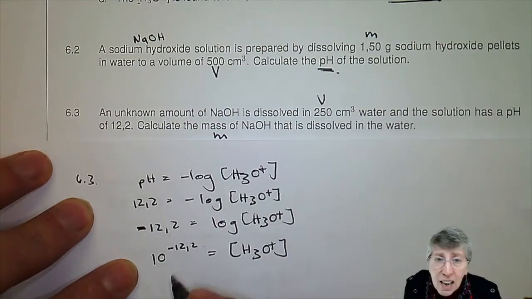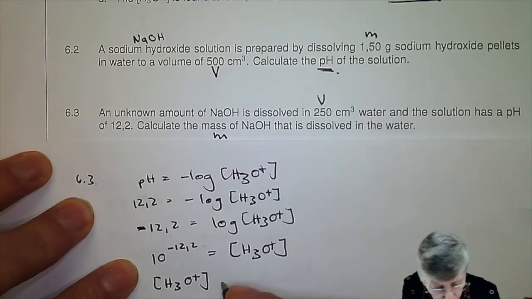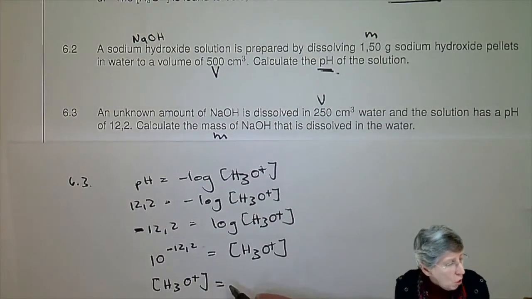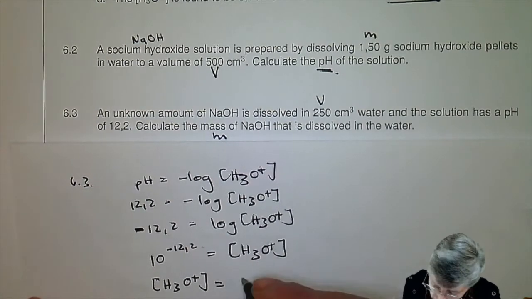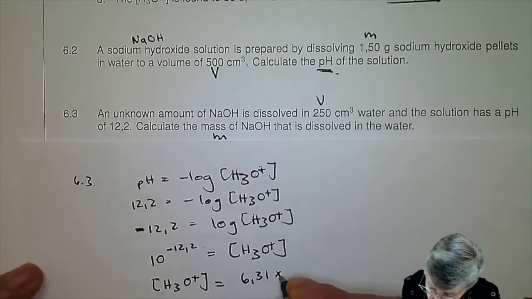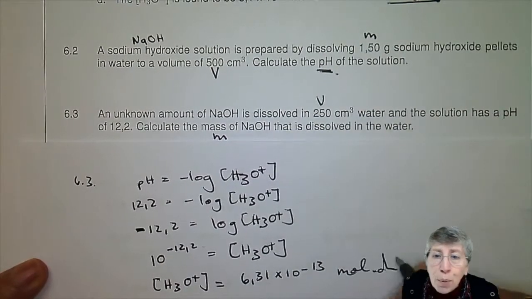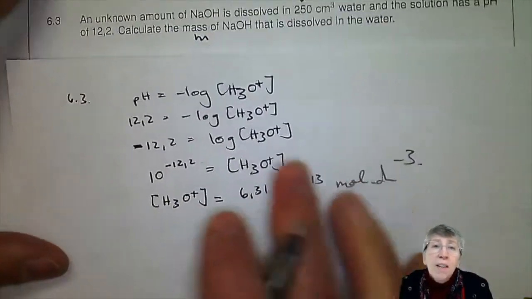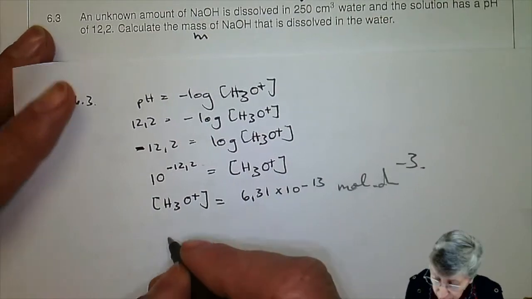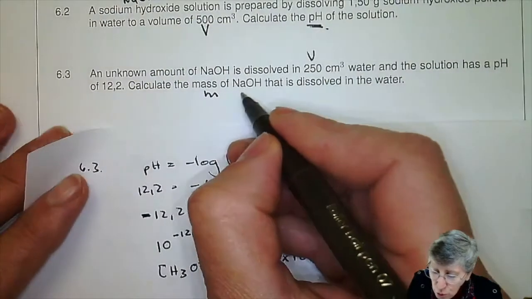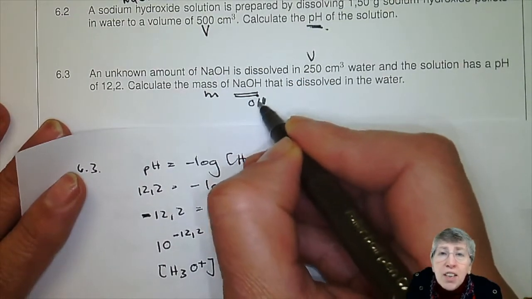And don't leave it like that, right? That's not acceptable. You really have to work it out. And if you go and work that out, you will end up with 6,31 times 10 to the minus 13, and once again, moles per cubic decimeter, right? So the only thing that pH can give you is H3O plus. And then we are working towards a base, right? So I'm looking towards OH minus.